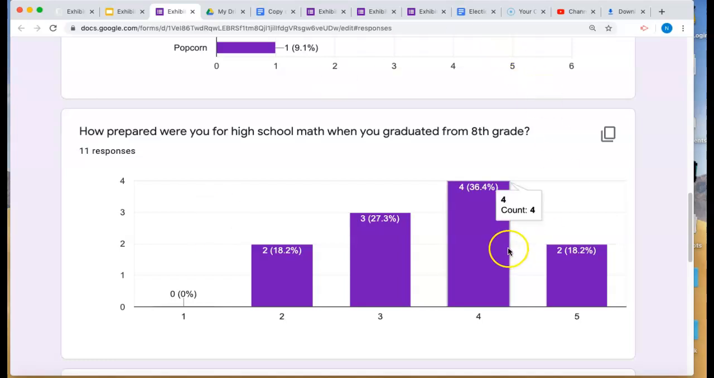This is what our rating scale looks like. So when we have how prepared were you, we also have 11 responses, and it breaks down the category of responses. So with this type of graph, it doesn't have the label, so it'd be important to make sure that you explain your graph and explain what each of the levels means.